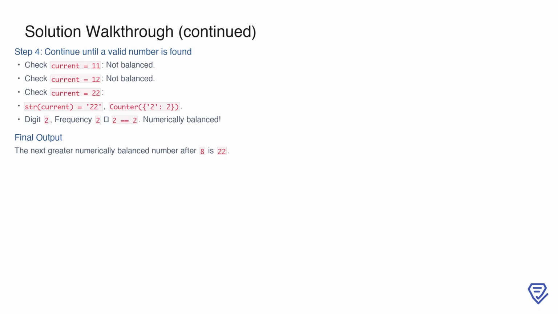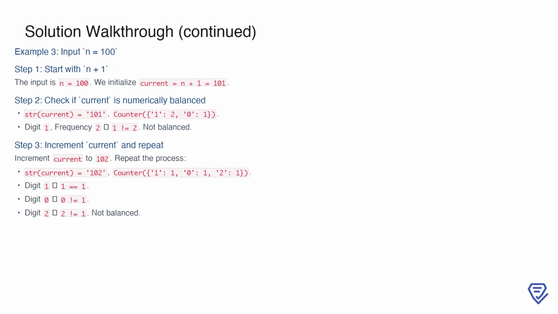However, when current reaches 22, we see that its string representation is "22", and the frequency count is 2: 2. Here, the digit 2 appears twice, and its frequency matches the digit value. Therefore, 22 is numerically balanced. This means the next greater numerically balanced number after 8 is 22.